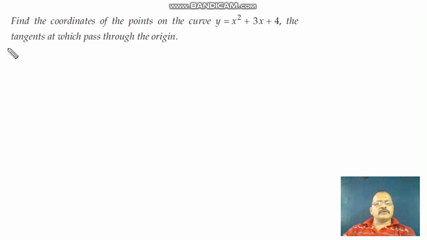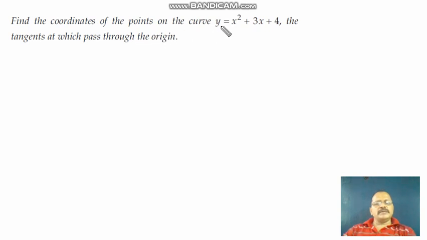Let us solve the next problem. I hope you understand this better. For the next problem, find coordinates of the points on the curve y equal to x square plus 3x plus 4, the tangents at which pass through the origin.